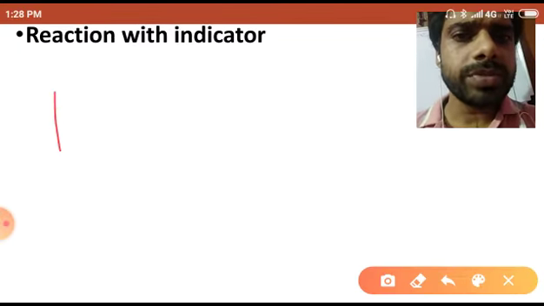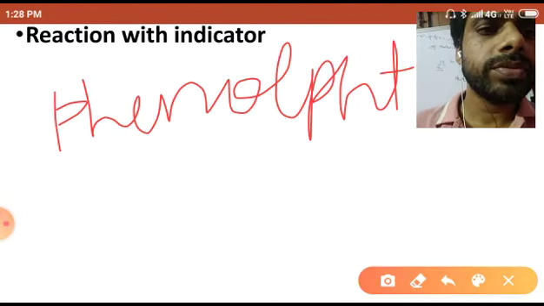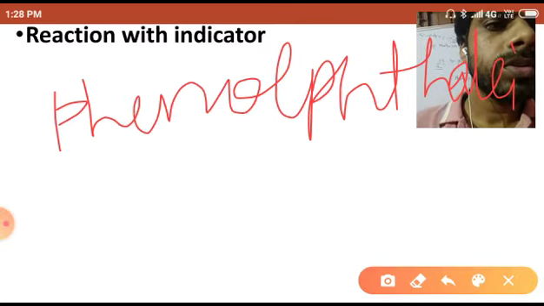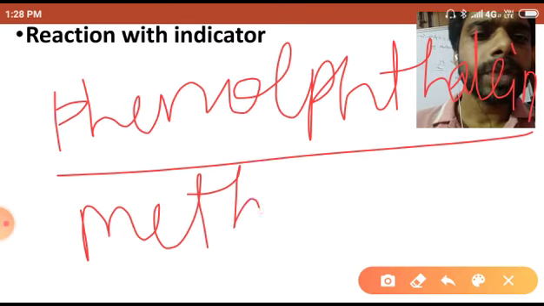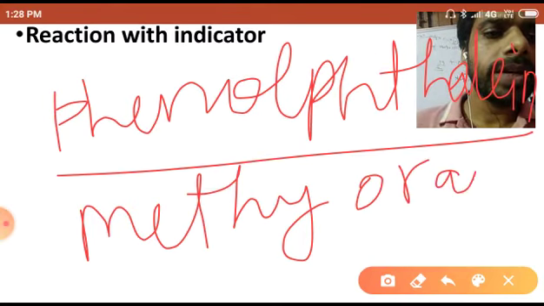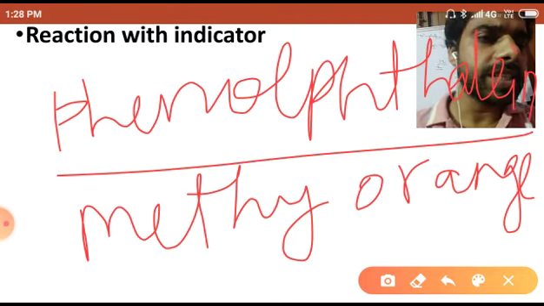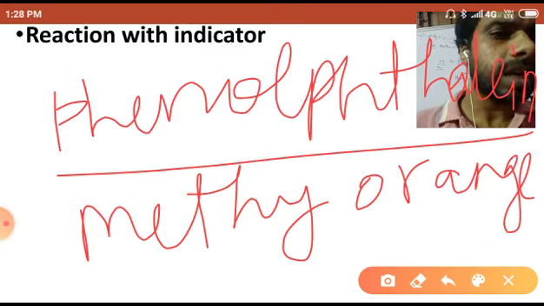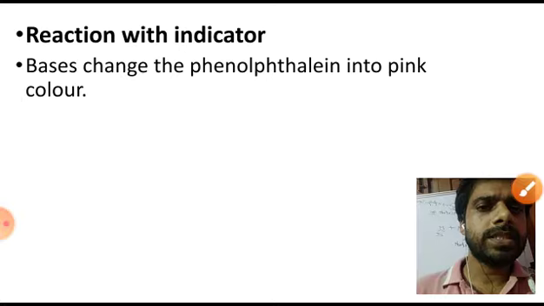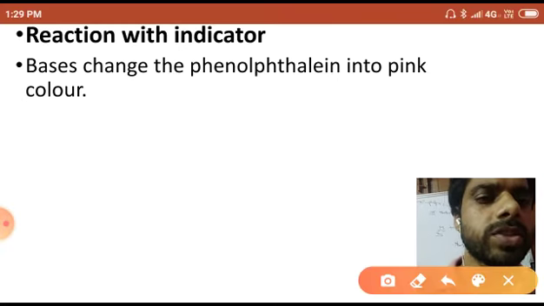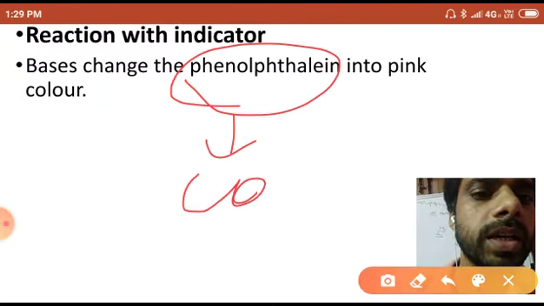The first one is phenolphthalein, and the second one is methyl orange. I will talk about these indicators and see what the color changes are with the base. Here you can see that bases change the phenolphthalein into pink color. First of all, you have to understand what the original color of phenolphthalein is. Colorless.